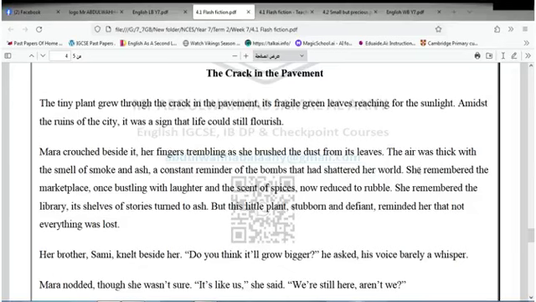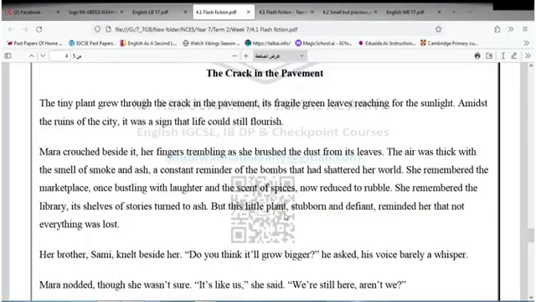shattered her world. She remembered the marketplace, once bustling with laughter and the scent of spices, now reduced to rubble. She remembered the library, its shelves of stories turned to ash.